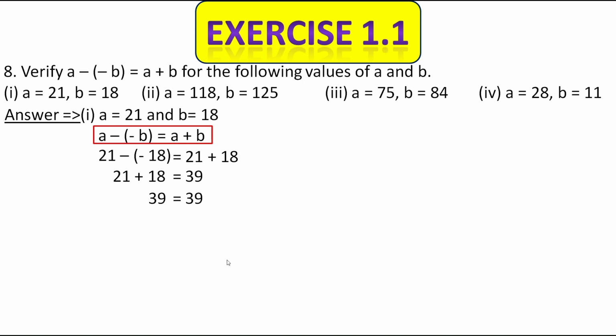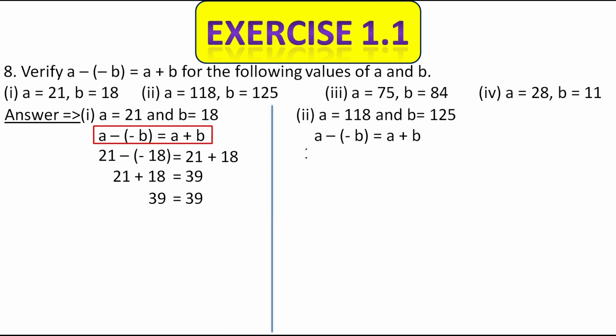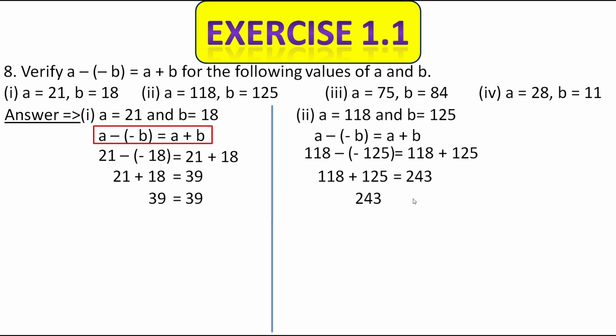Now let's check for the next values. Here a is equal to 118 and b is equal to 125. Let's put the values of a and b. Here again we have a minus sign in between, so we have to change the sign of the next digit. When we add, we will get the answer as 243. Let's check the right side. Here on the right side we directly add, so we will get the same answer. So here also the equation is correct for these two values.